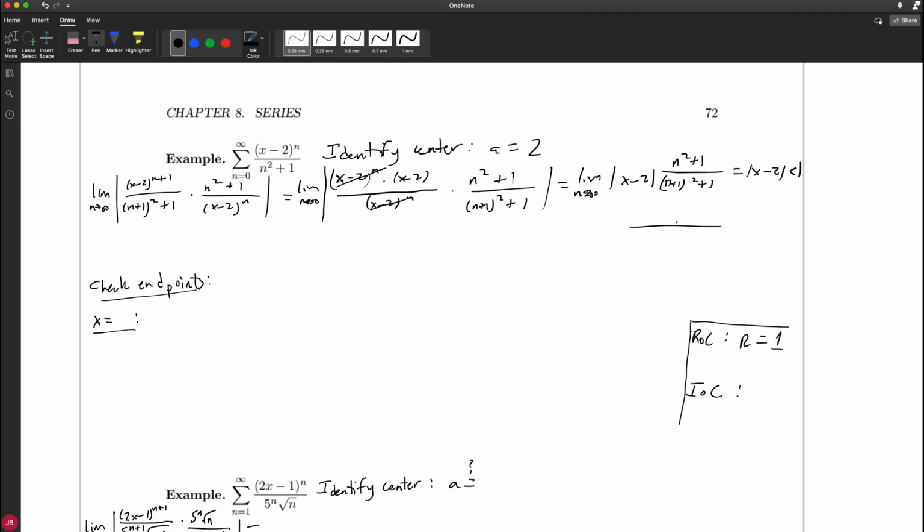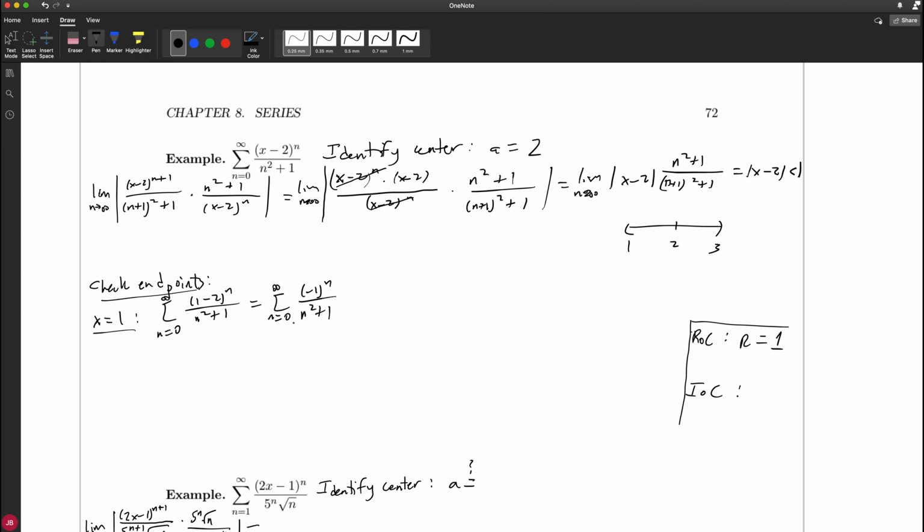Here's my center 2, so I'm allowed to stray 1 unit at most in either direction, so either to 3 or to 1. And now we're just going to check the endpoints. So let's try 1 first. You'll notice that this is minus 1 to the n over n squared plus 1, the sum of that. What do you think? Does this converge or diverge?